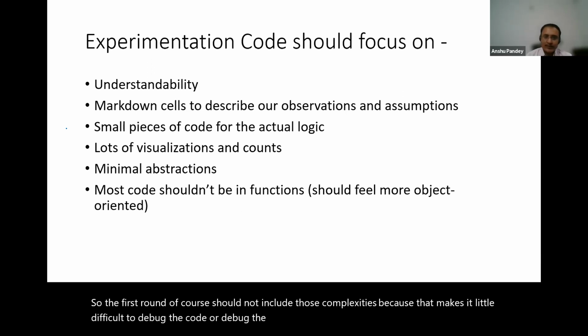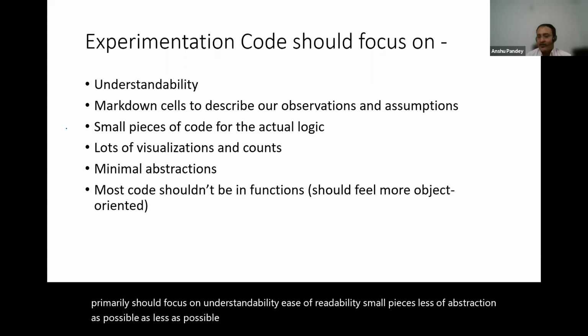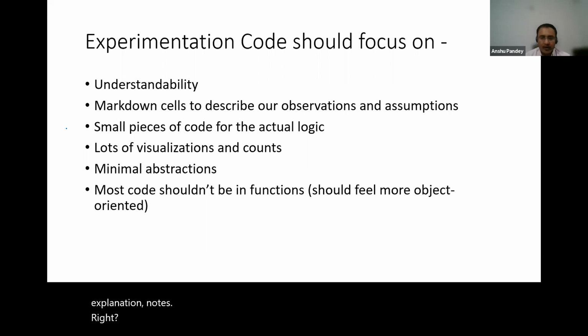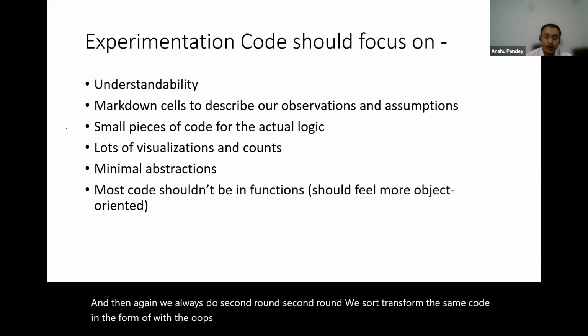Right. So the experimentation code primarily should focus on understandability, ease of readability, small pieces, as little abstraction as possible, a lot of visualization, counts, interpretations, explanation, notes, right? And then again, we always do a second round where we transform the same code with the OOPS approach, with a lot of abstractions, right, with error handling and exception handling scenarios as well.